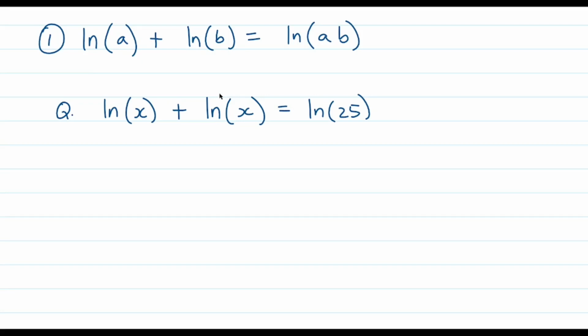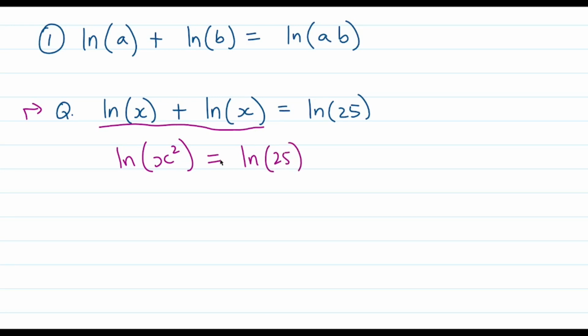The first log rule that we'll look at is that ln A plus ln B equals ln A times B. And this is the sort of question that you can expect in a test. So here, using this law, we know that we can combine this to become ln x times x, which is x squared, equals ln 25.